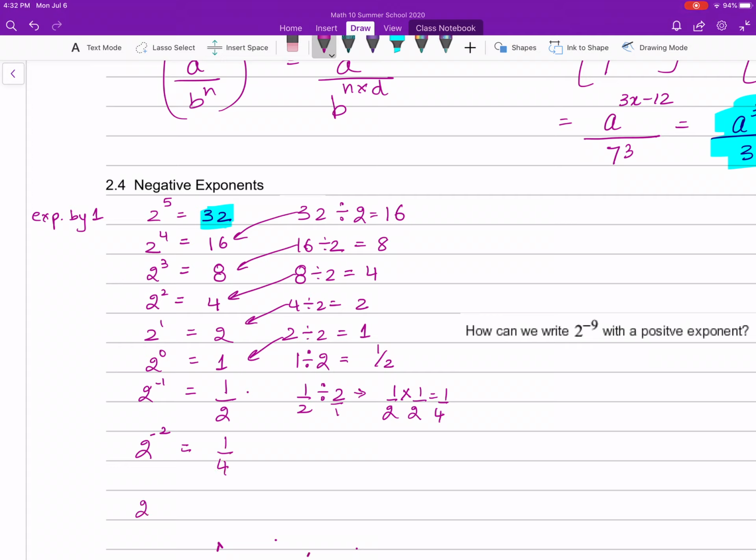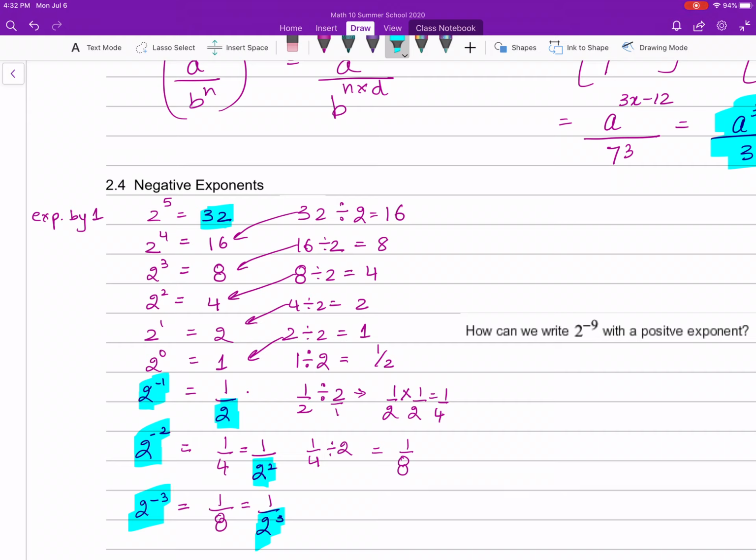Now again, if I reduce to 2 to the power minus 3, I take my 1 over 4 and divide it by 2. And when you do that, you get 1 over 8. So can you see a pattern going on here? So 2 to the power minus 1 is 1 over 2. 2 to the power minus 2 is 1 over 4. We can also write this as 1 over 2 squared. And we can also write it as 1 over 2 cubed. Now see. 2 to the power minus 2. 2 to the power minus 3.